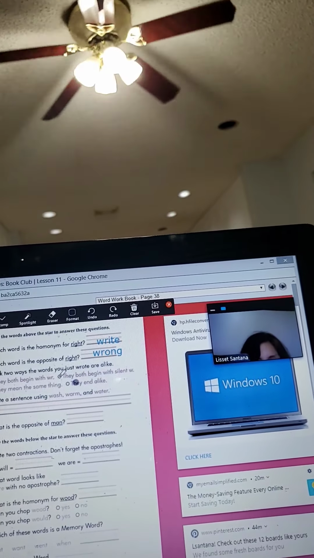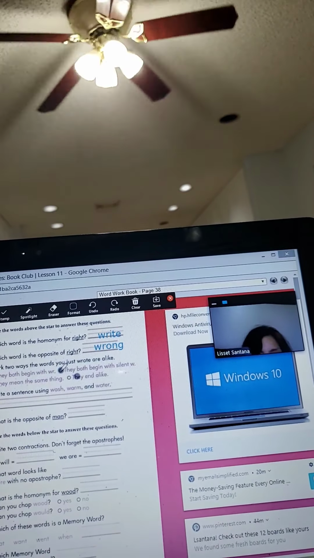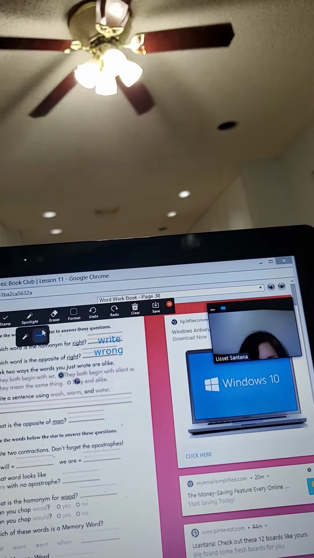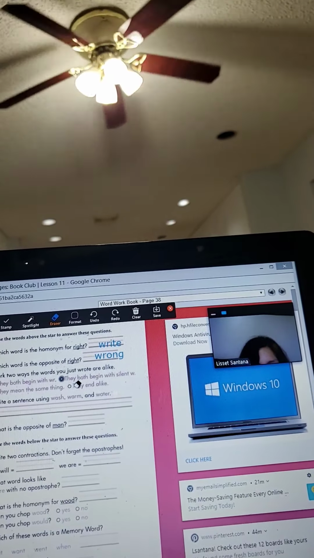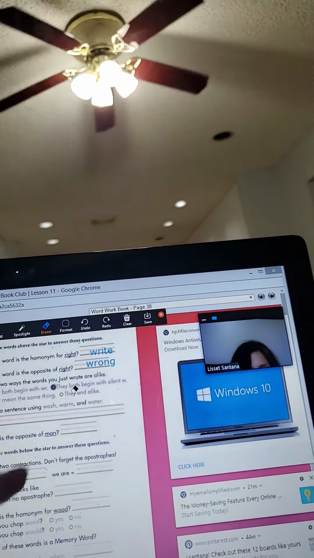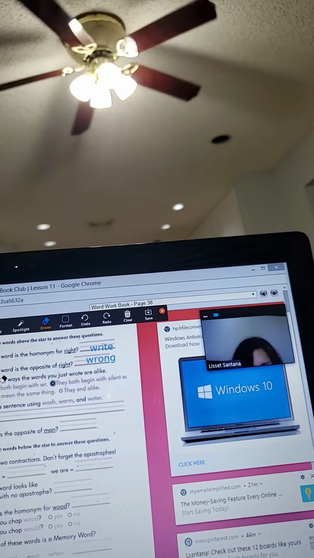Yeah, that's true too, because remember, we don't say w-right, we don't say w-wrong. The W is silent. They mean the same thing? No, they do not. So that's incorrect. And they end alike is incorrect as well, because they really do not. ITE and ONG are not the same. So those first two are correct.